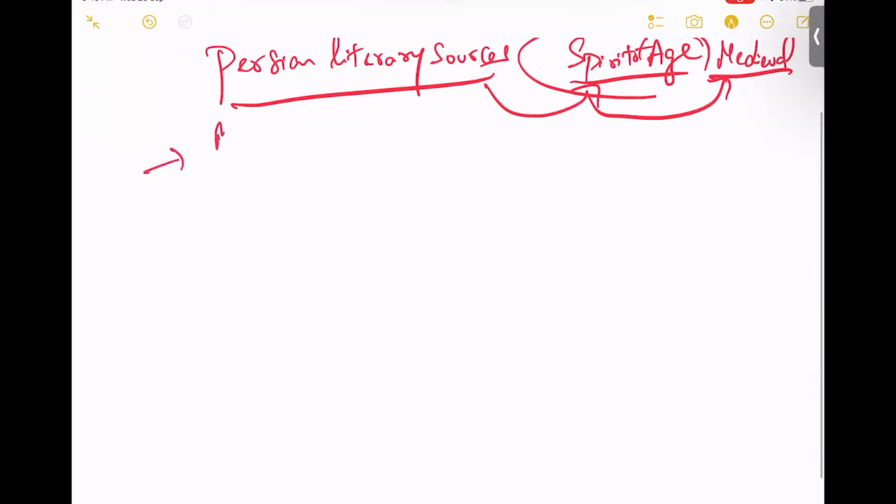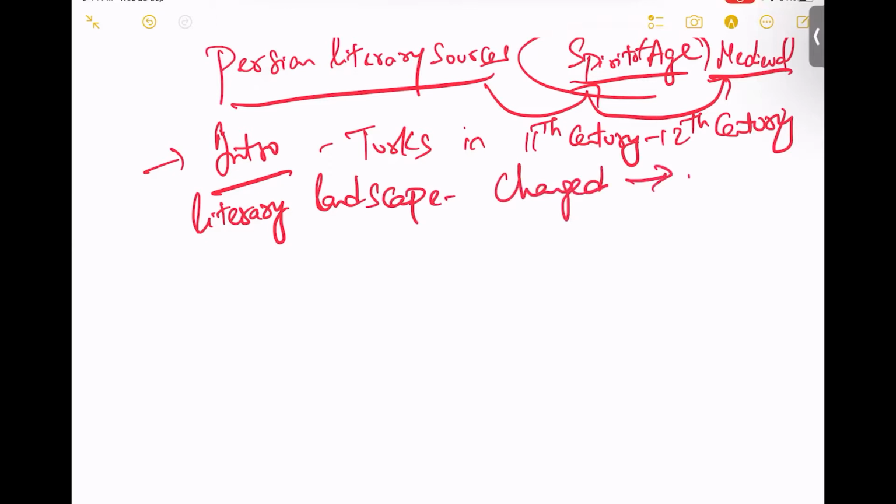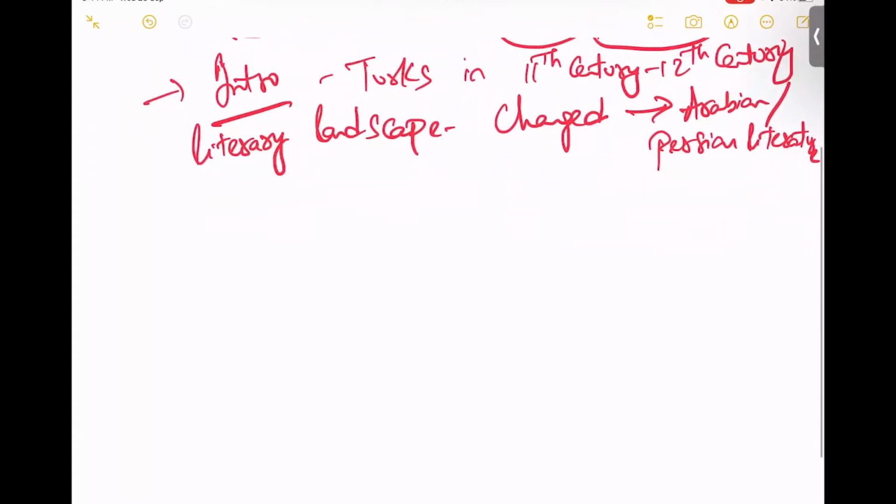So you can say in the introduction, with the advent of Turks on the Indian soil in the 11th and 12th century, the literary landscape of India changed, and hence we can see a lot of Arabian and Persian literature. Okay. And now coming to the body.